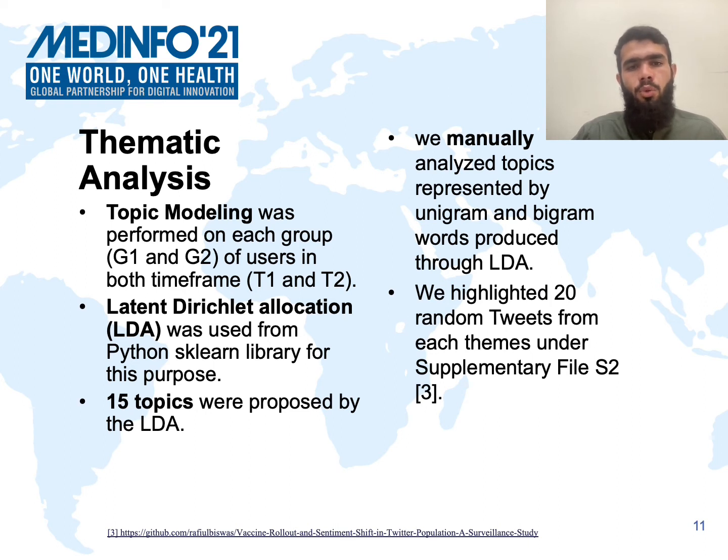And further, we manually analyze the topics represented by the unigram and bigram words produced through LDA. After that, we manually analyze and extract the themes. We also highlighted 20 random tweets for each theme in a supplementary file. There is a GitHub repo where we uploaded all the data.